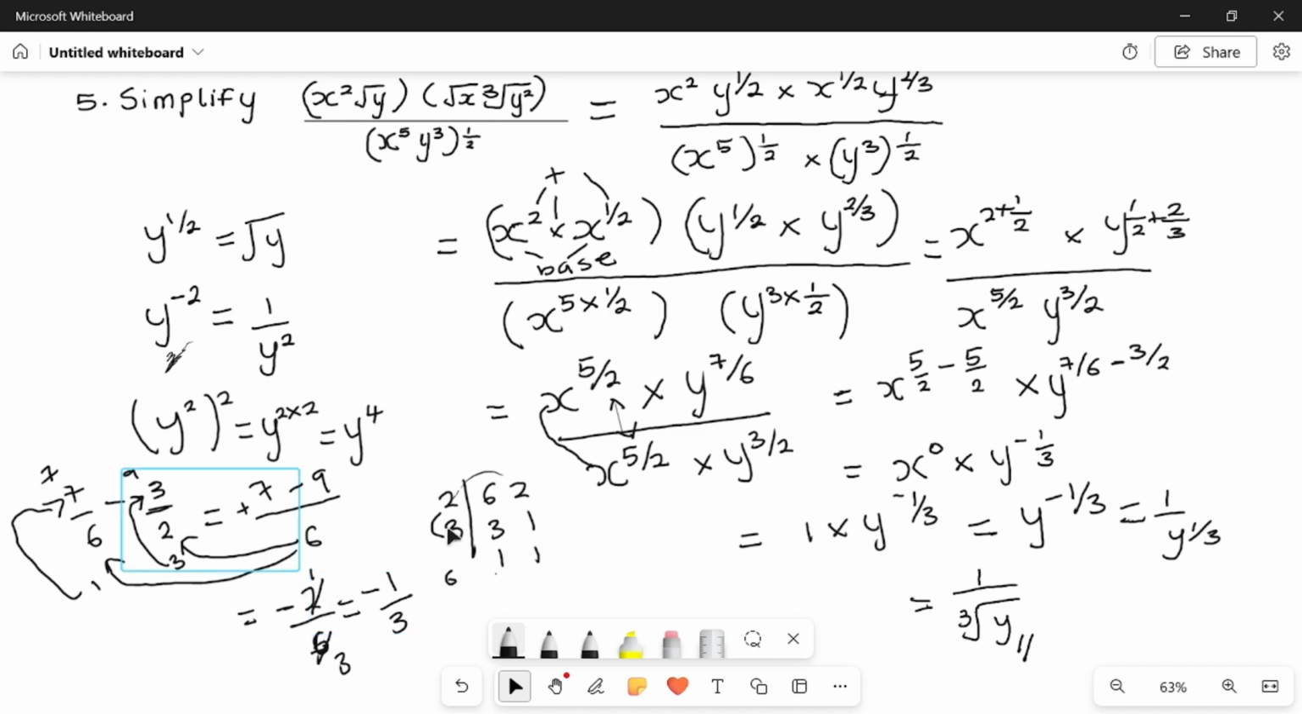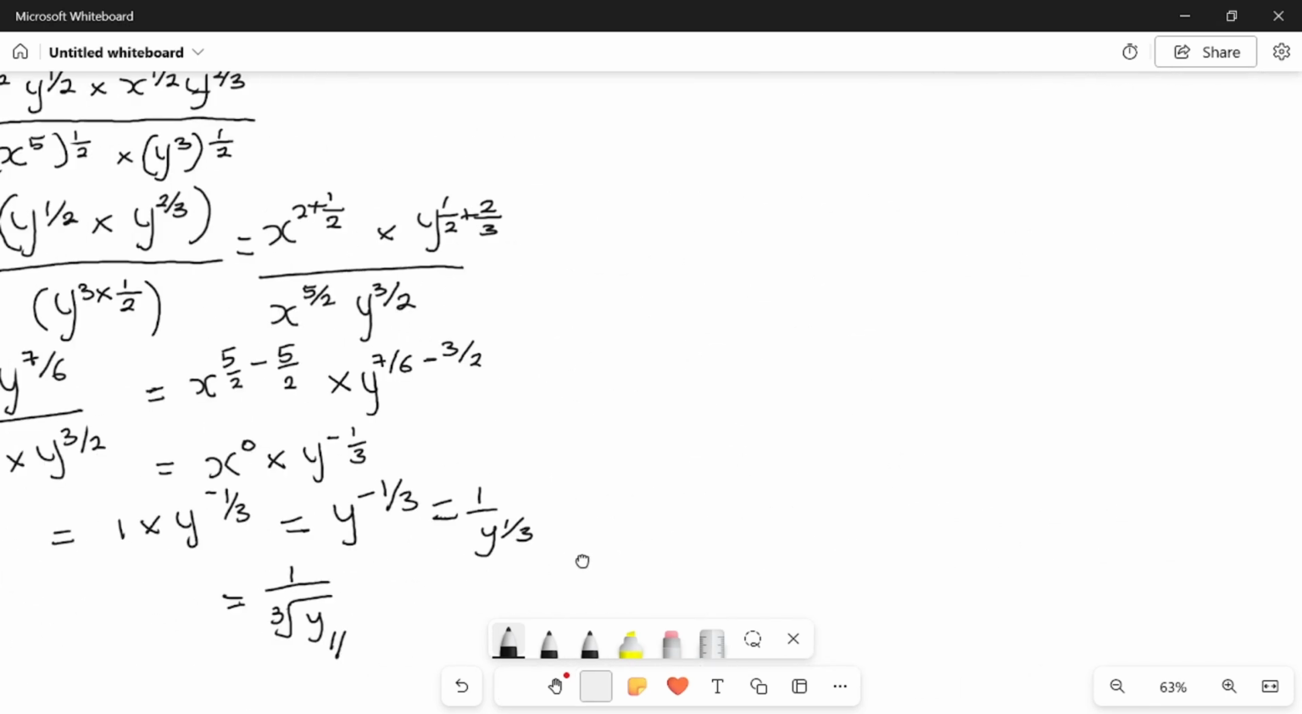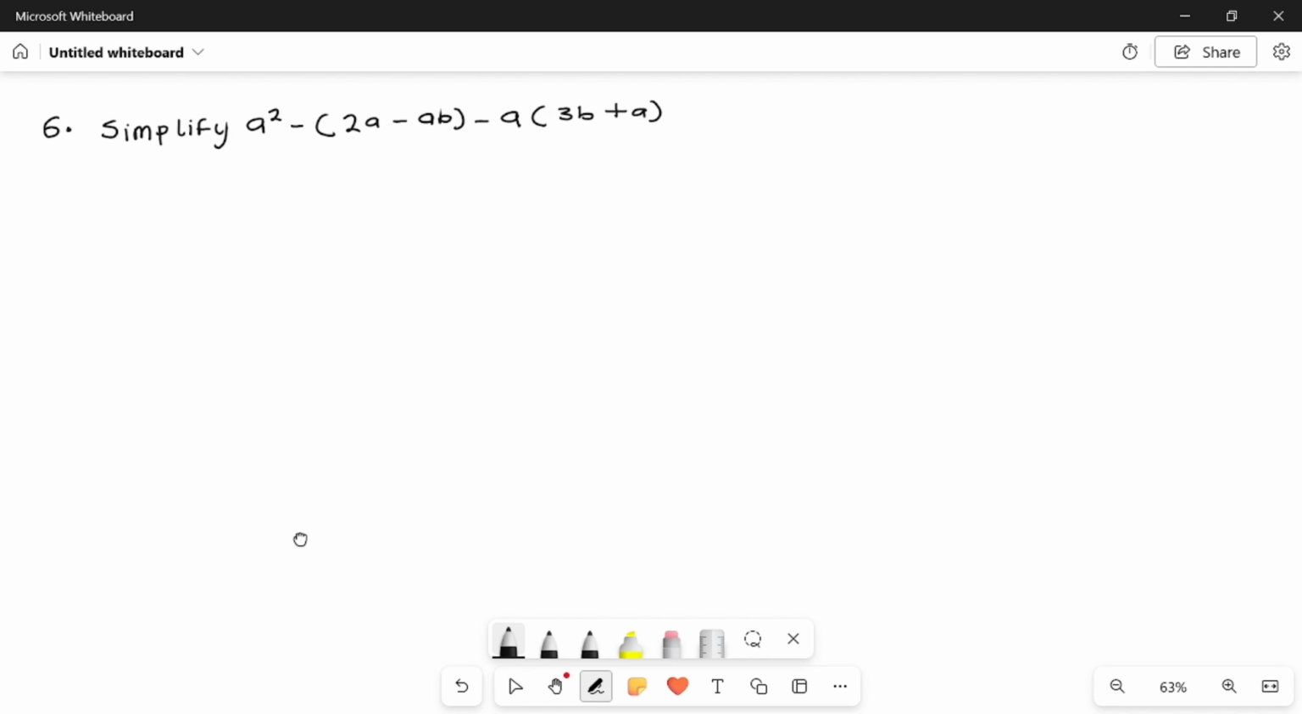So the next example we'll be solving, I will introduce you to bracket, factorization, and precedence. So we'll just solve one example, that's example 6. Then in our next class, we'll continue with more examples using the precedence, that's the BODMAS. So for this, we should simplify a square minus 2a minus ab minus a into 3b plus a. The first thing is to open the bracket.